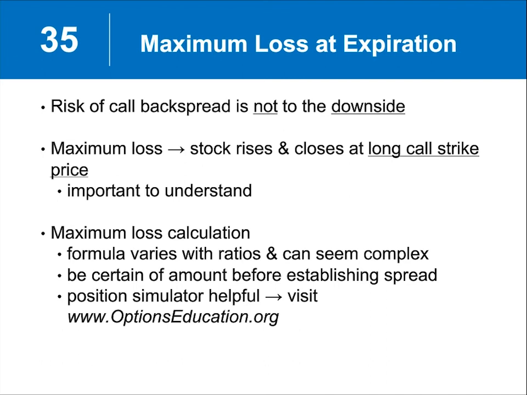The maximum loss calculation, it's difficult to figure out what the loss is. Sometimes it depends on the ratios. If you're buying two and selling one, it's easier than if you're buying three and selling two. There's some math involved, and we won't go through the math, but take a look at optionseducation.org. We have a position simulator there which will help you understand how that math works. And backspreads are complicated because of the ratio.